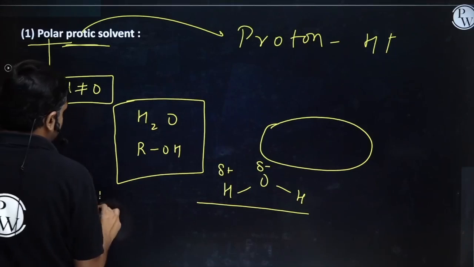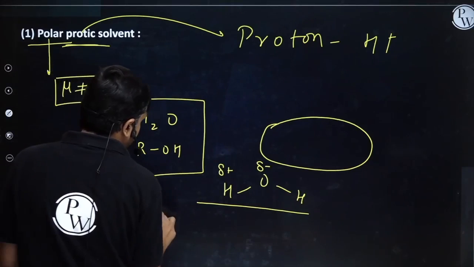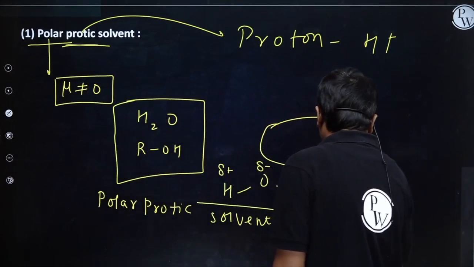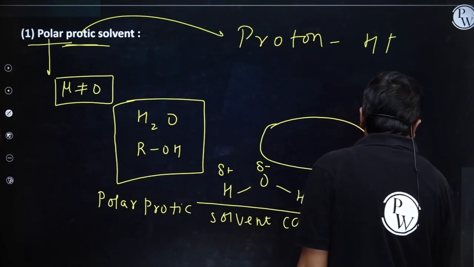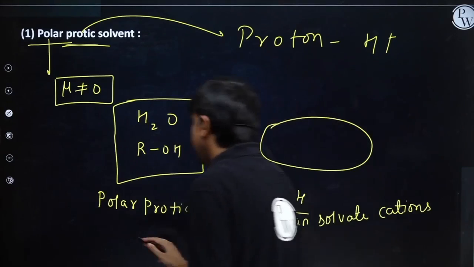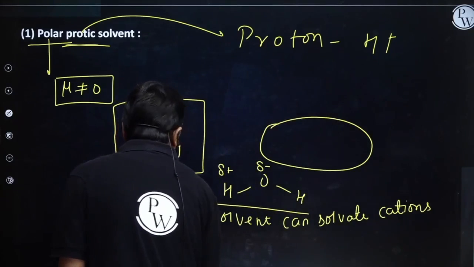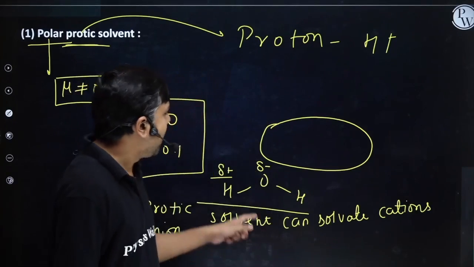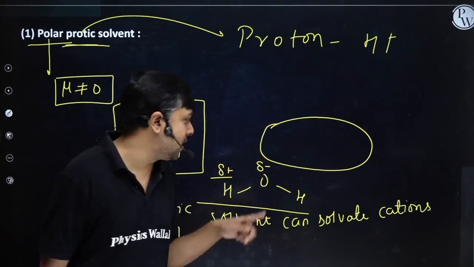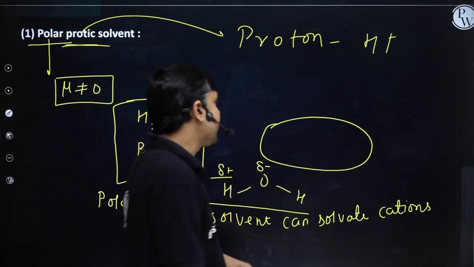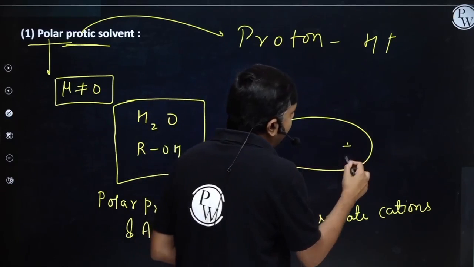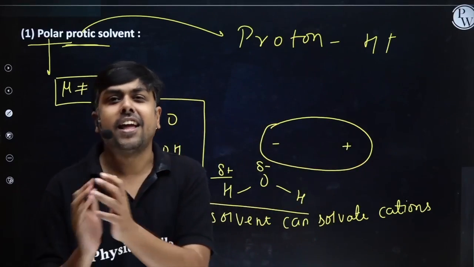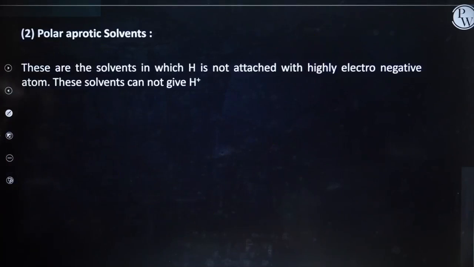Polar protic solvent, let me write that. Polar protic solvent can solvate cations and anions, both, right? Because they are having del positive also, they are having a highly acidic hydrogen. At the same time, this electronegative element is also there, which is having a del negative charge. So they are the spherical species containing positive and negative charge. They can solvate both cations and anions. Am I clear? Let's move ahead.